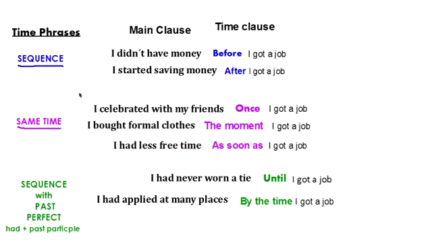So I hope this was helpful in learning how we use time phrases and time clauses to talk about sequences of things that happen at the same time, and also sequences using the past perfect.